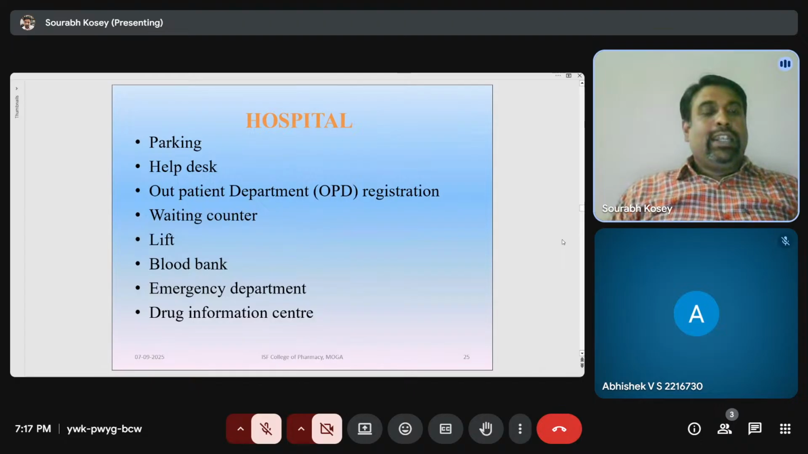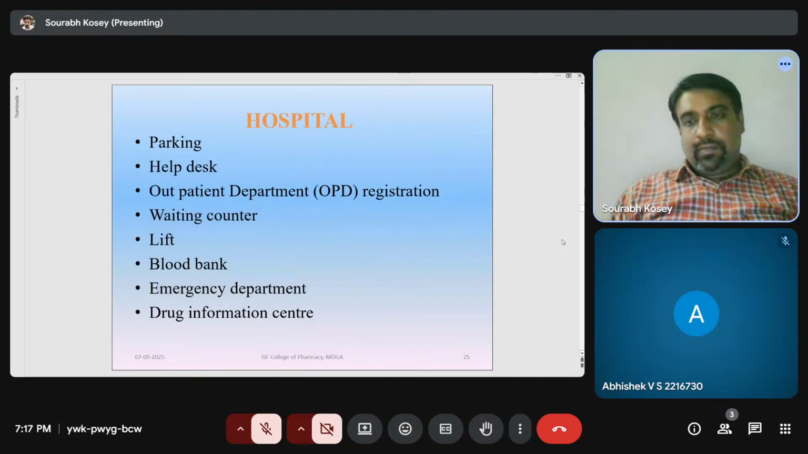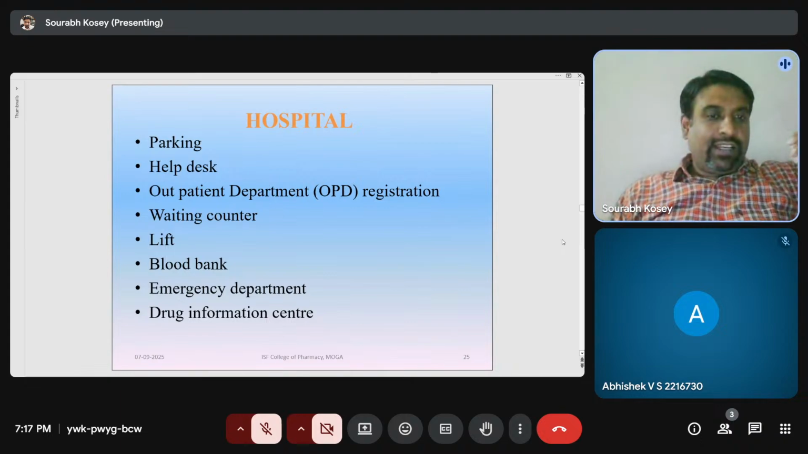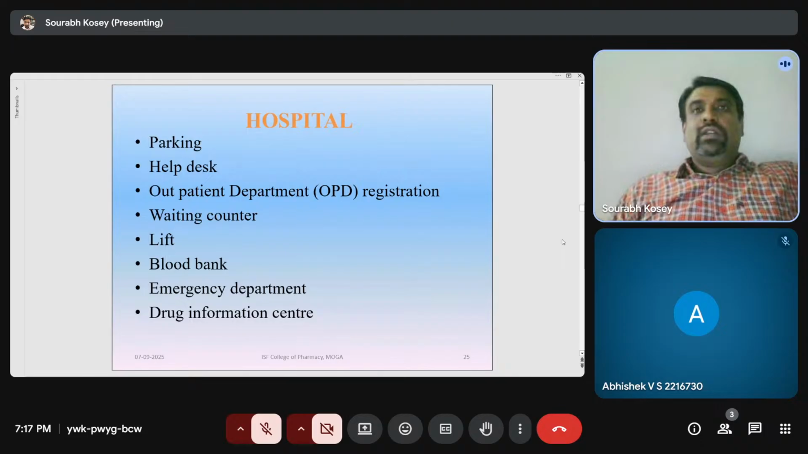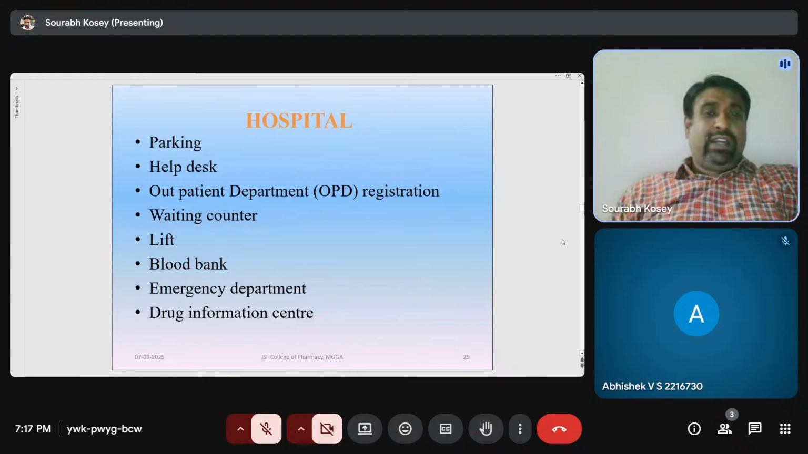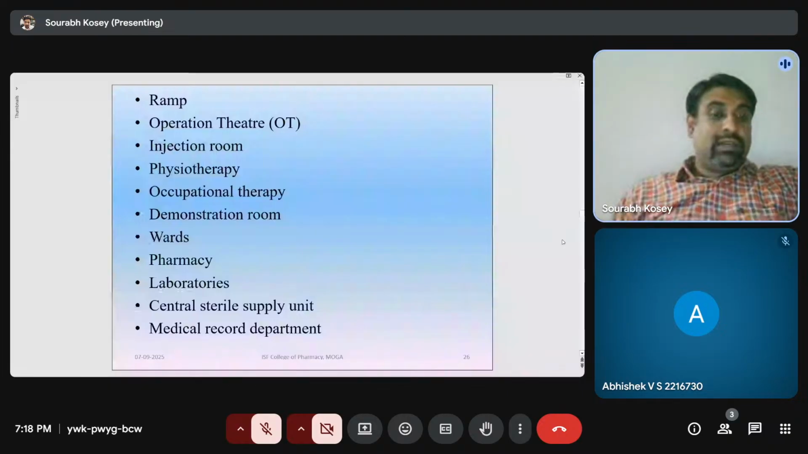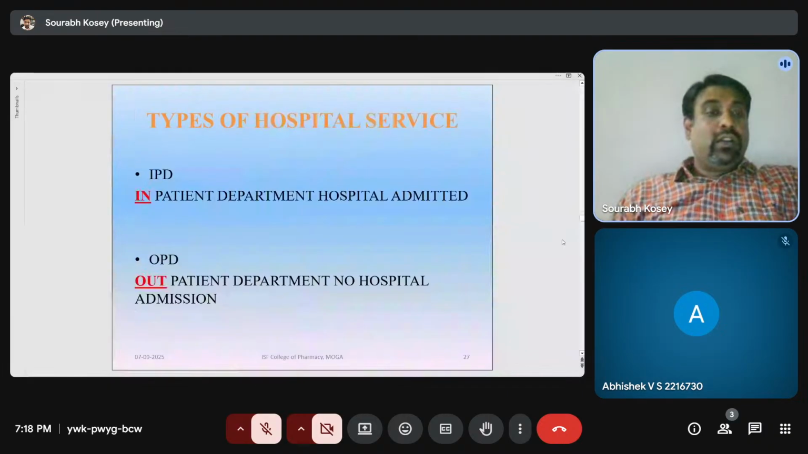When you enter a hospital, there is first of all a parking area. Then you go to a help desk. Then you see a roster, OPD slip, and registration counter. You go to the patient waiting area. Then you move on by walking. A lift will be there, or some stairs may be there. Then you might find the blood bank, chemistry department, therapy room, occupational therapy room, demonstration room, wards, pharmacies, laboratories, central sterile supply unit, and medical record department.